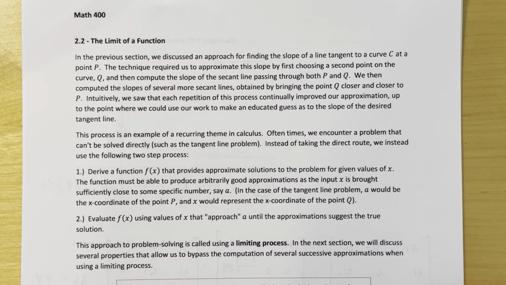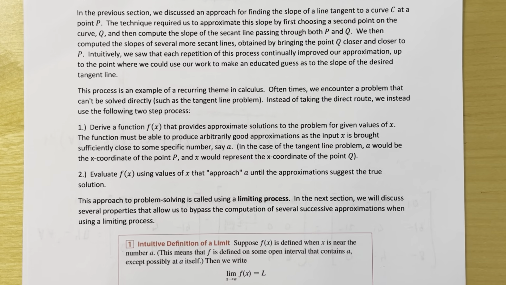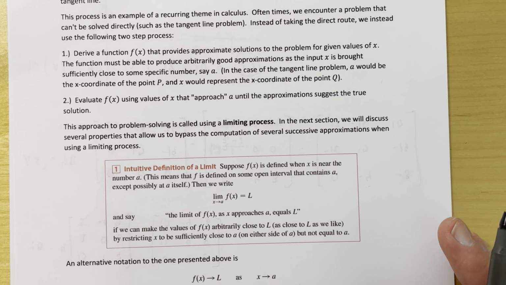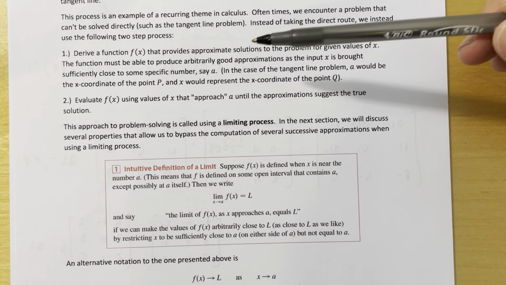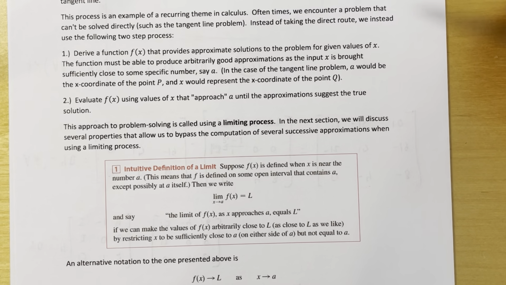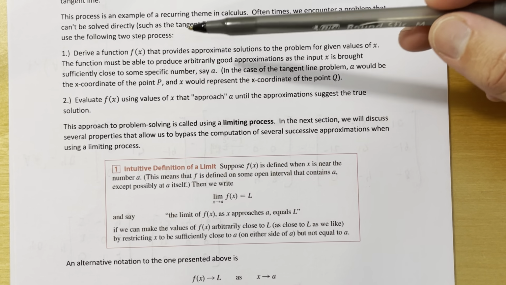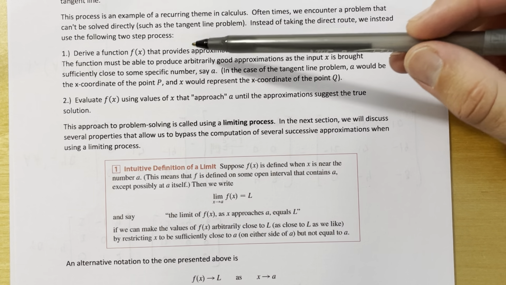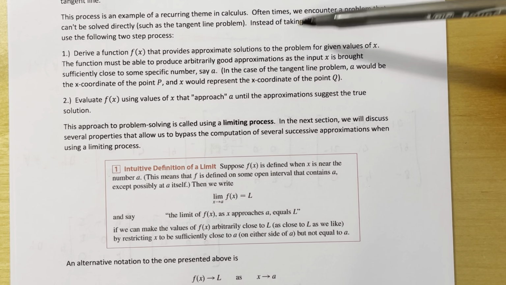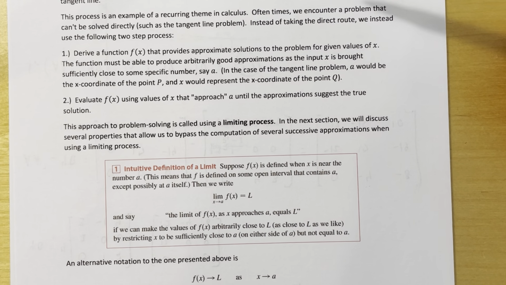limit. Okay, so before we get into a definition of the limit, I want to talk about something that we call a limiting process, because this is actually a very useful concept in the kind of applications that calculus appears in. So what is a limiting process? I like to think of it as a two-step thing. The first step is you're deriving some function that we're going to call f of x for this discussion, and that function provides approximate solutions to some problem that you're trying to solve for given values of x.